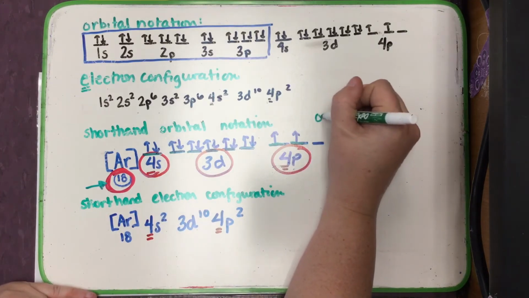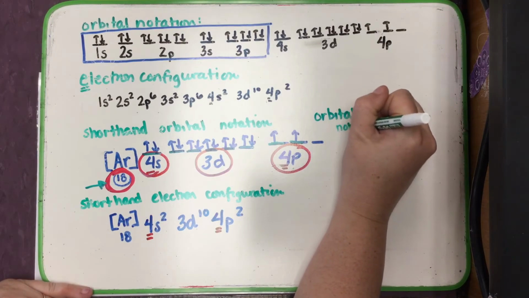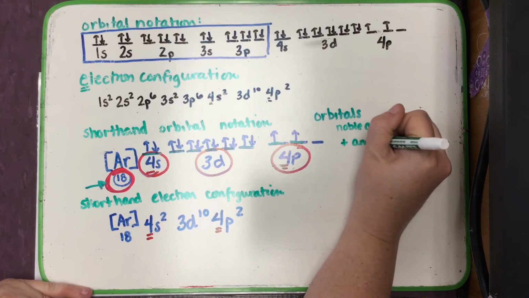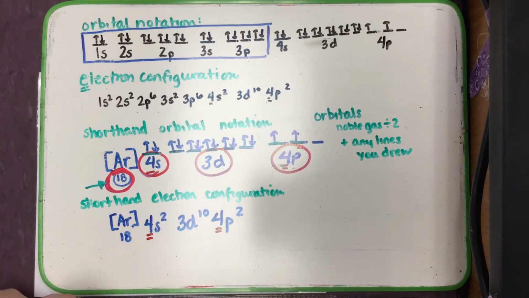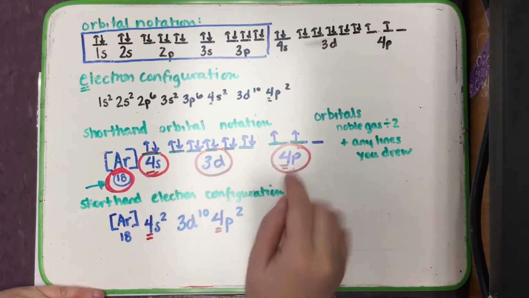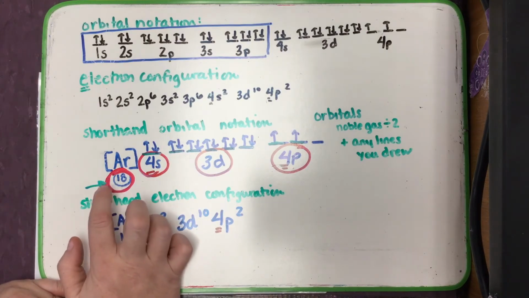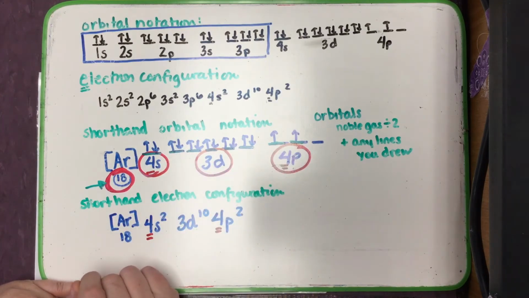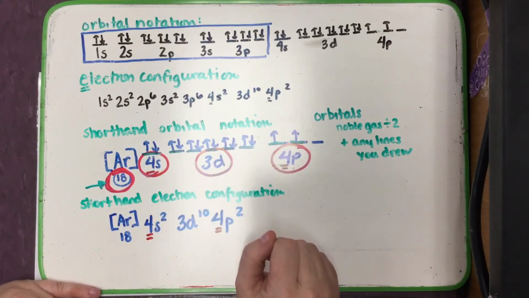So in order to figure out the orbitals, we really just do a quick calculation. We take the noble gas divided by 2 plus any lines you drew. Really it should be the atomic number of the noble gas divided by 2 plus any lines that you drew that have at least 1 arrow above them, but then it doesn't rhyme. So noble gas divided by 2 plus any lines you drew. 18 divided by 2 would give us 9 lines that are hidden, and then we just add in the lines that we drew that have at least 1 arrow. So that's 9, 10, 11, 12, 13, 14, 15, 16, 17 total orbitals.